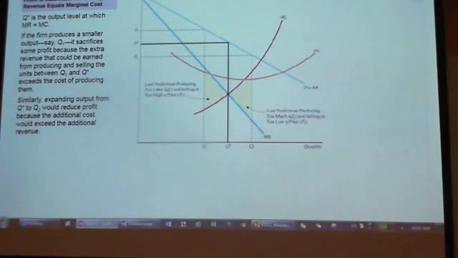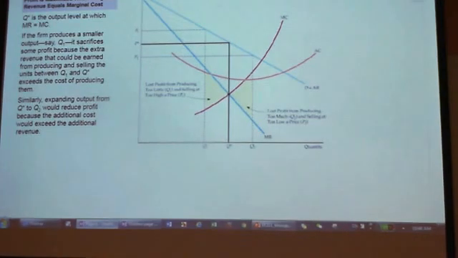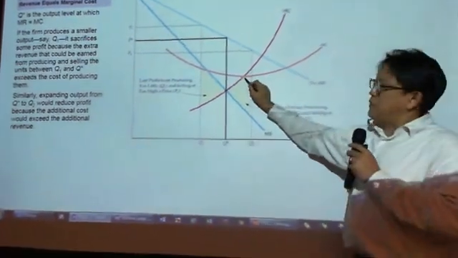Which Q should I produce, can you suggest? Which quantity of diamond should I produce? Q2. Why Q2? You mean this one? Why Q2? Catching the point where MC intersects AC. MC is here. Again, please, what intersects what? MC intersects AC, MC intersects this point.